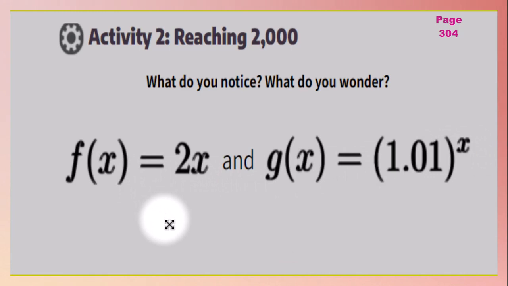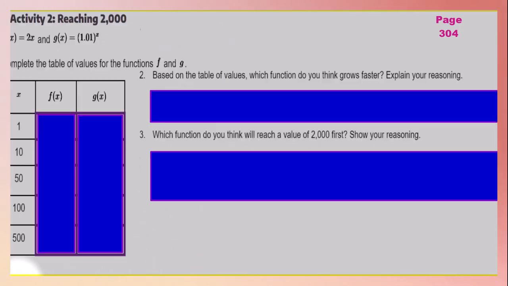Is one linear, do you think? Is one exponential? Well, I can see this is exponential, and this would be linear. y equals mx plus b. When there's no b, b is 0. All right, use these two functions, graph them, put them in Desmos, complete the table of values for functions f and g. So pause right now and put this expression in, 2 times 1. Maybe you can do this in your head without a calculator. 2 times 10, 2 times 50, 2 times 100, and 2 times 500. And put your answers here.